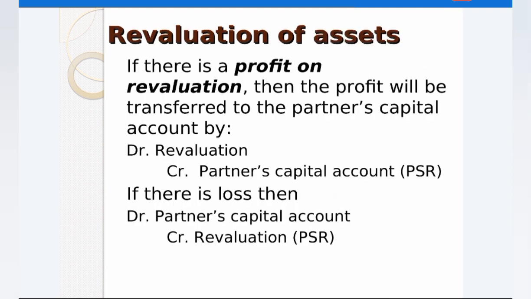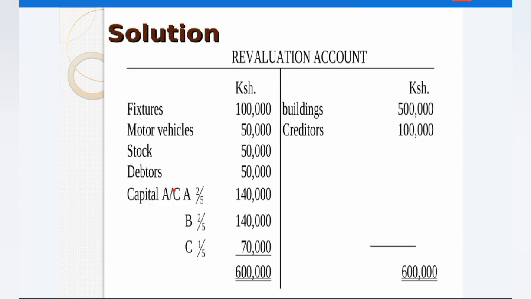So if you look at the revaluation account, motor vehicles 50,000, stocks 50,000, and debtors 50,000. So the total of this is 250,000. So when you less this from the 600,000, you will get 350,000. So our profit sharing ratio is 2 to 2 to 1.